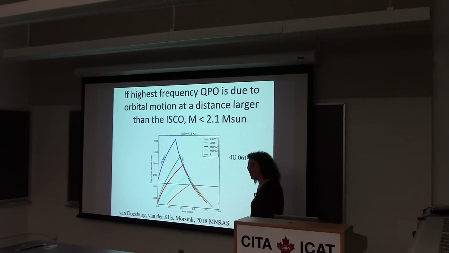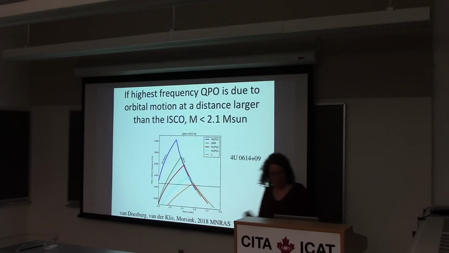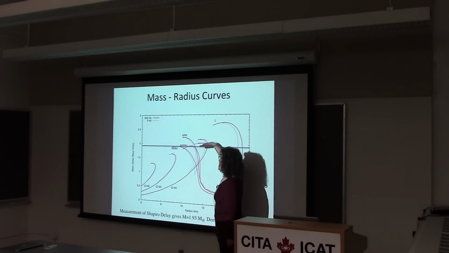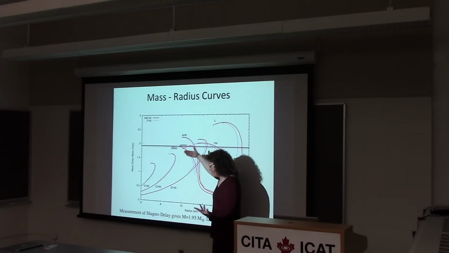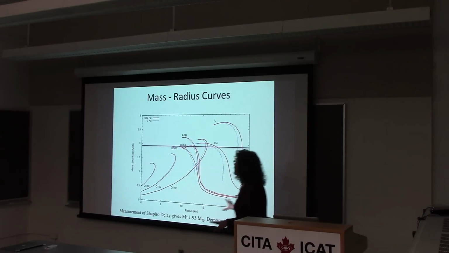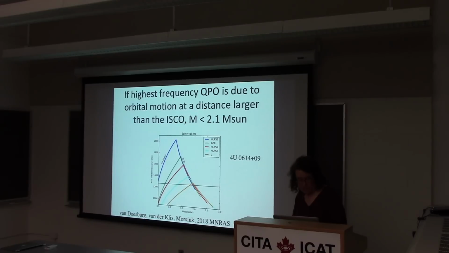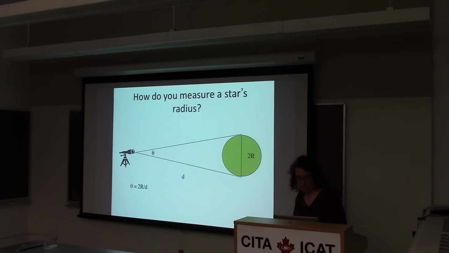So that doesn't really tell you that much about the equation of state, because it just tells you that you have to have a mass less than this, which doesn't rule anything out. But I thought it was kind of fun that we were able to do that. And if they were to measure higher frequency QPOs and interpret it the same way, it would actually start ruling out some stiff equations of state.